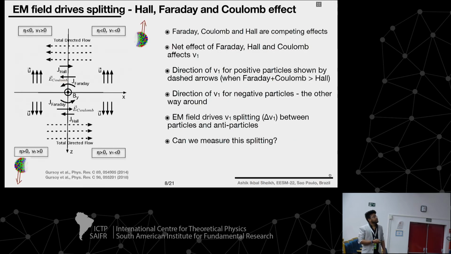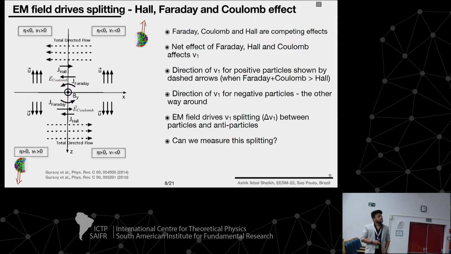Now, in reality, all these effects are present in experimental scenarios, so I have tried to put all these effects in a single diagram. I know it's a bit complicated, but let me explain a little bit. Here you can see I have shown the currents due to the Hall, Coulomb, and Faraday effects, and they are kind of competing effects in this case. I have also shown the direction of v1 for positive particles at negative rapidity as well as positive rapidity. The direction of v1 for negative particles would be the other way around. So it's implied that the electromagnetic field could drive the v1 splitting between particles and antiparticles.